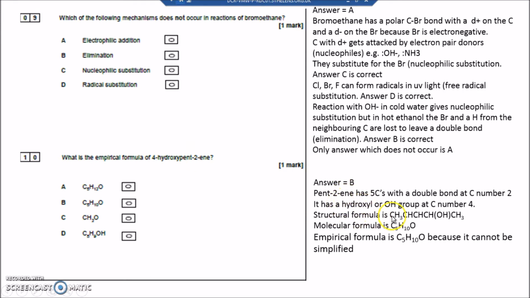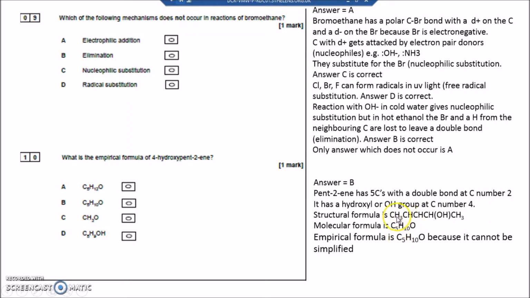So its structural formula: 1, 2, 3, 4, 5 carbons. A double bond, so instead of CH2 at carbons 2 and 3, we've got CH. That shows there's a double bond in between there to make up 4 bonds on each carbon. We've got an OH at carbon number 1, 2, 3, 4, and there it is. OH in brackets means it's a branch off the chain. So that's the structural formula.